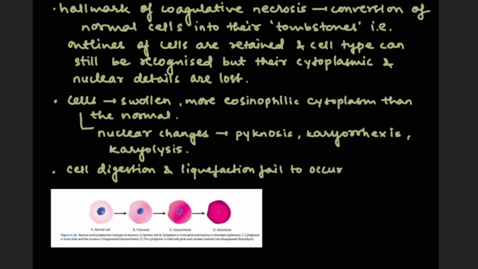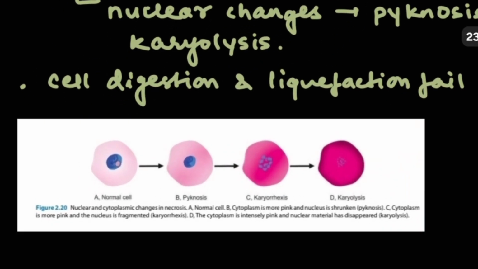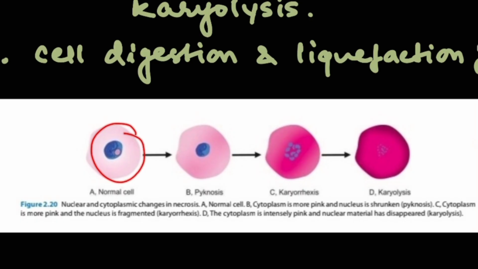Now what do you mean by pyknosis, karyorrhexis, and karyolysis? So we will see this diagram. So this is a normal cell. In pyknosis, we can see that the nucleus is shrunken as well as the cytoplasm is more pink. Then third is karyorrhexis. It means the nucleus is fragmented, as you can see, and the pink color is again more darker. Then in next, karyolysis, we can see that the cytoplasm is intensely pink and the nuclear material has disappeared. That is known as karyolysis.